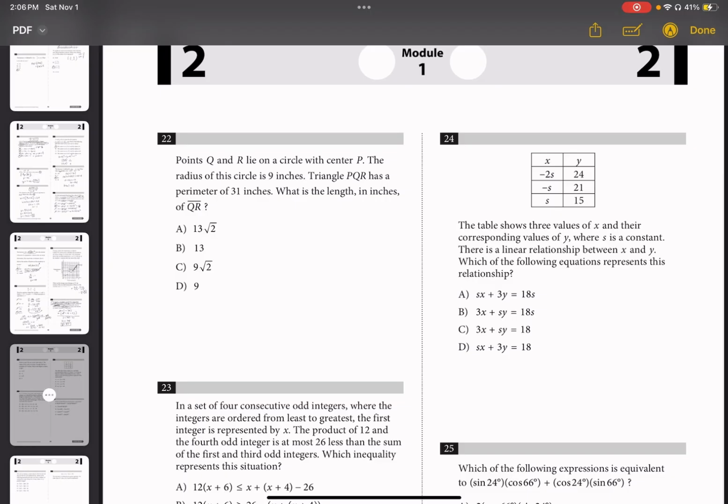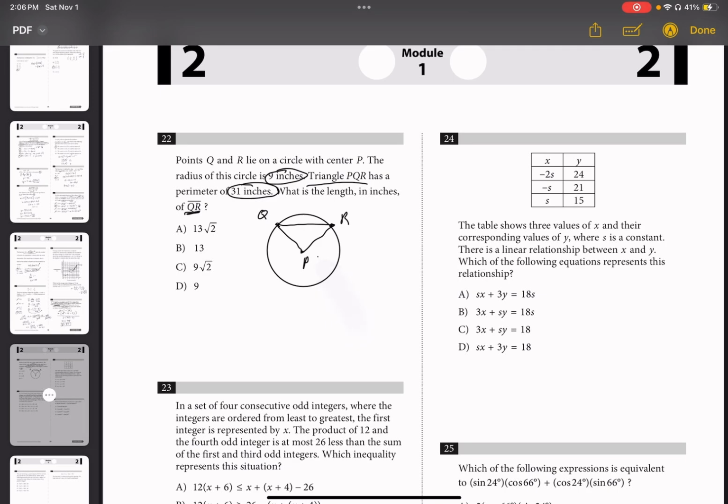Point Q and R lie on a circle with center P. The radius of the circle is 9 inches. The triangle PQR has a perimeter of 31 inches. What is the length in inches of QR? So we're going to draw our circle right here. Always draw these problems out. You have your center P, and then you have a point Q and R. I'm going to connect these.